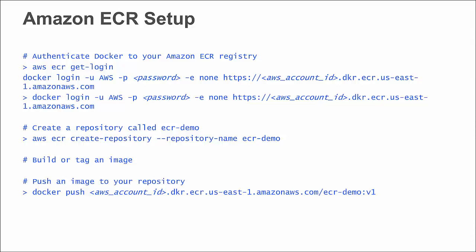In order to set up ECR, the first command you will run is ecr get-login. What it does is it returns the Docker login command that you need to run to authenticate with Amazon ECR. Then you can create your repositories using the next AWS CLI command, aws ecr create-repository. You can then build a new image or tag an existing one, and you're ready to push to ECR.